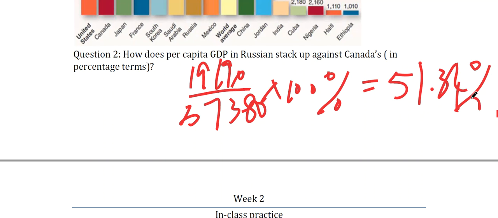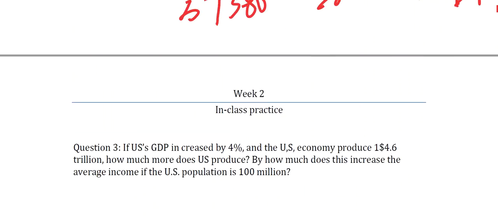Besides the calculation, you have to understand that if a country has a very high GDP, it doesn't mean they have a really high living standard. Again, the living standard is also impacted by the size of the population. So now let's look at question number 3.